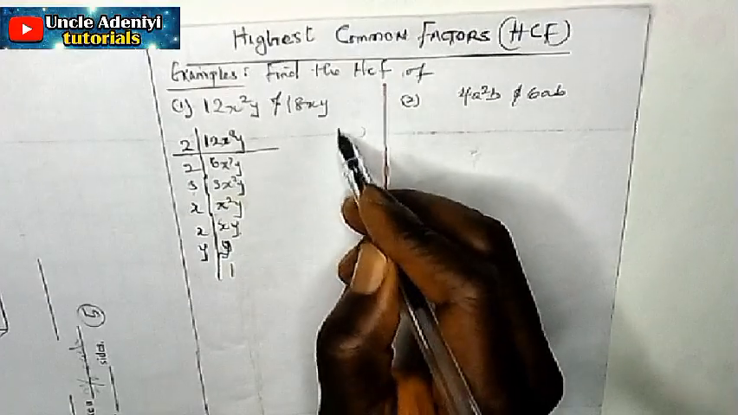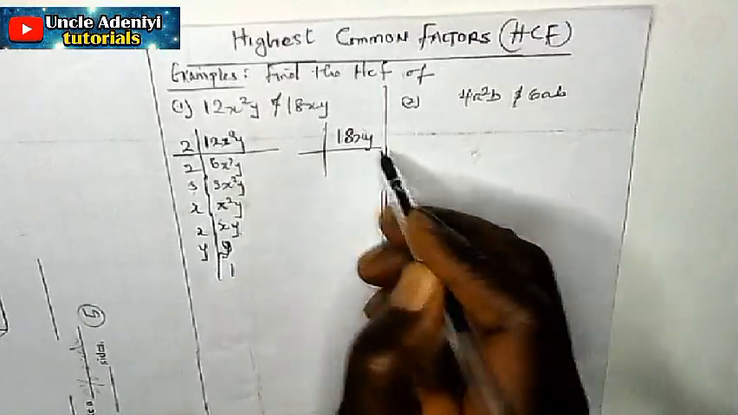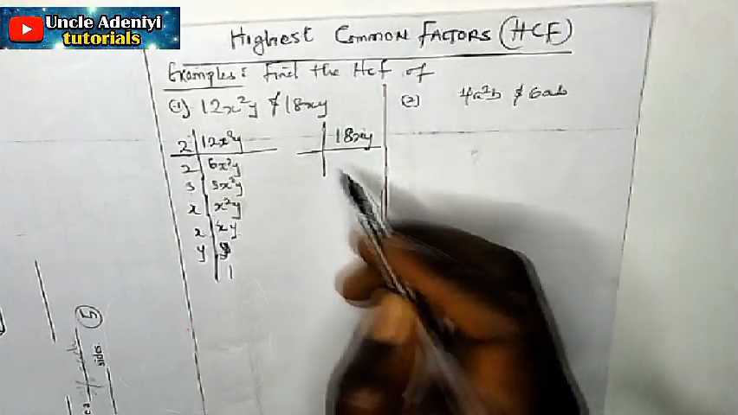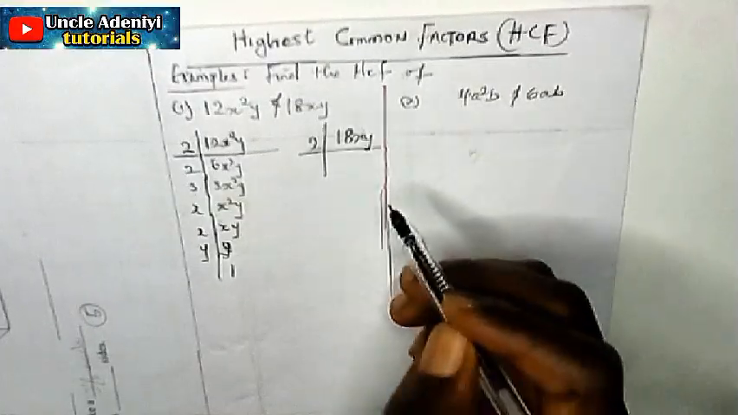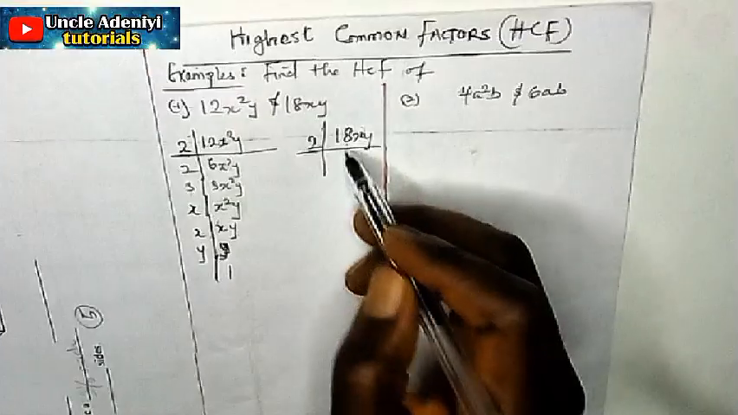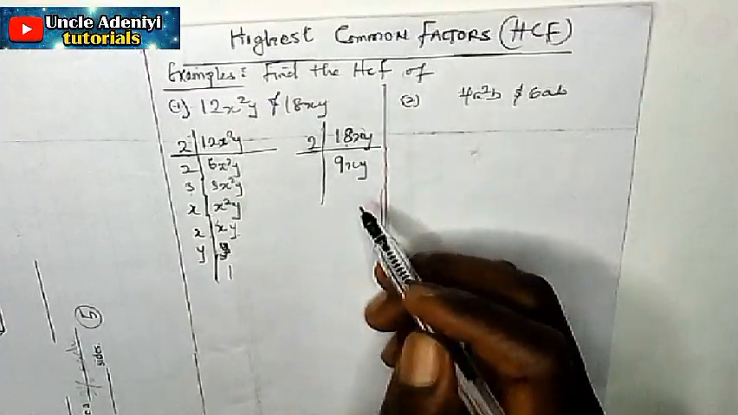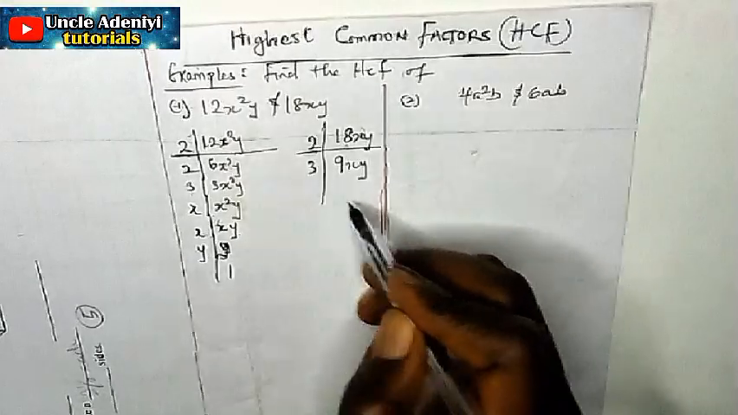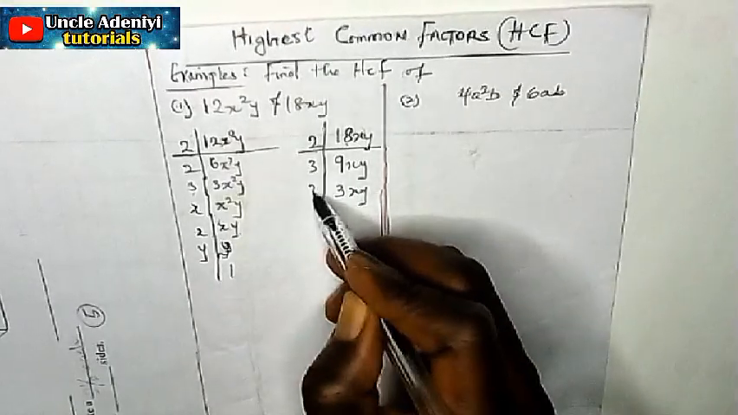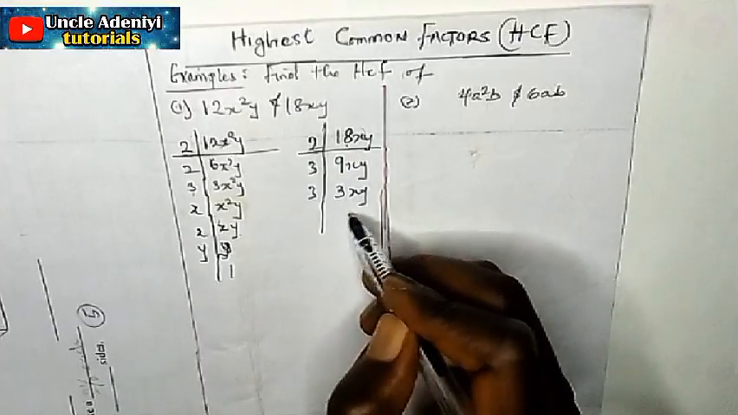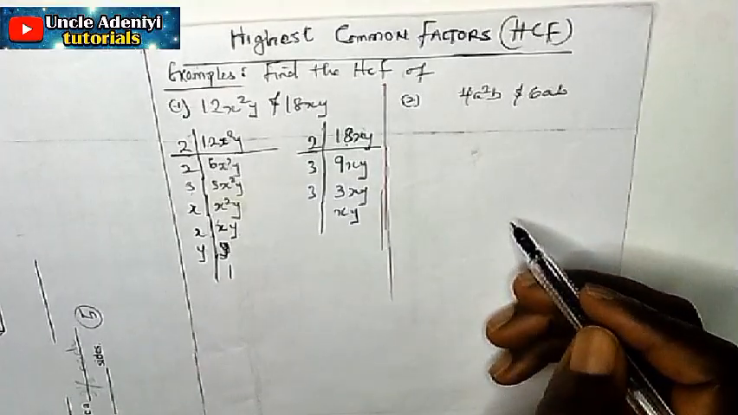Also, do the same thing for the second one, 18xy. So make your table. So what can go? 2 can go. You start with numbers first. 2 in 18 will give you 9xy. Can 2 still go? No. 3 can go. 3 in 9 will give you 3xy. 3 can still go. It gives you 1xy. You don't need to write 1xy, just write xy. Do you get it?